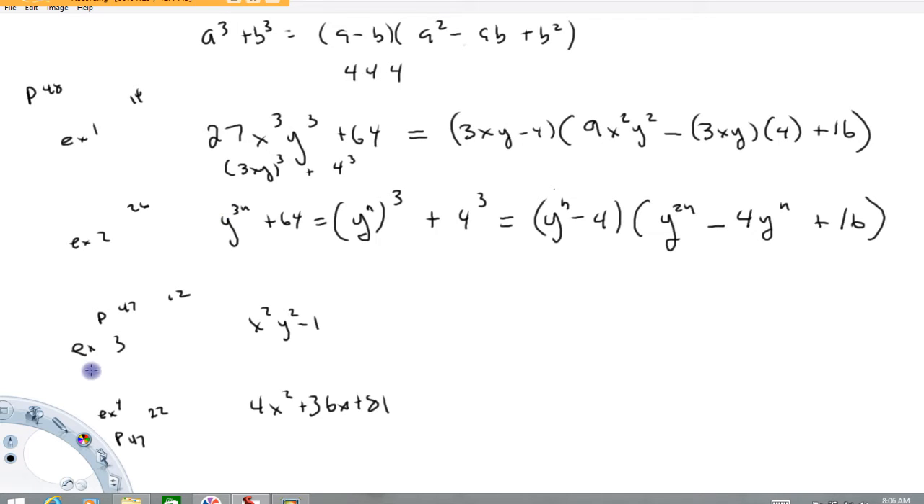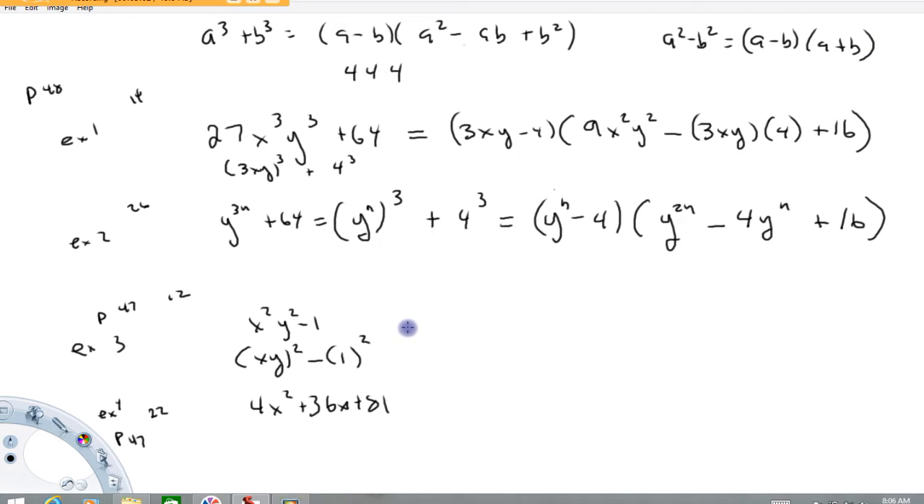Right. Example 3. So we look this thing over, and there's no cubes anywhere in sight. And we go, okay, that's fine. Notice that this left-hand side we can write as x times y, the quantity squared, minus 1, which we could also write as 1 squared. So this is the difference of two squares. And the difference of two squares, I'm going to write this over here, a squared minus b squared, factors into a minus b times a plus b.